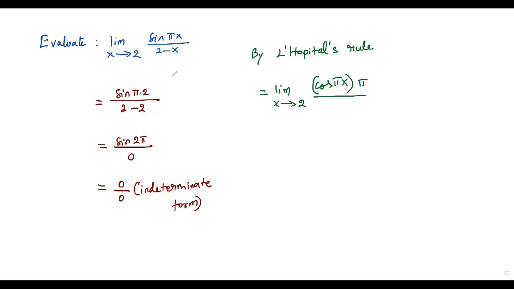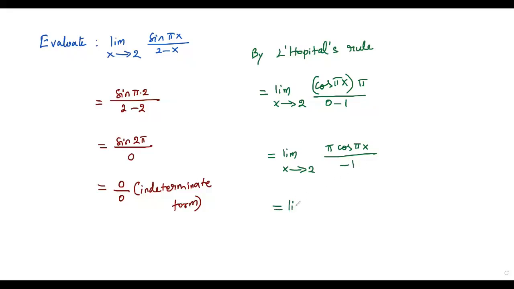Okay, in the denominator, 2 is a constant. When I find the derivative of this 2, it will become 0. And the derivative of negative x with respect to x will be negative 1. Okay, so limit x tends to 2. So this pi can be written in front of the cosine. Then I'll be getting pi times cosine pi x over 0 minus 1, which is negative 1.